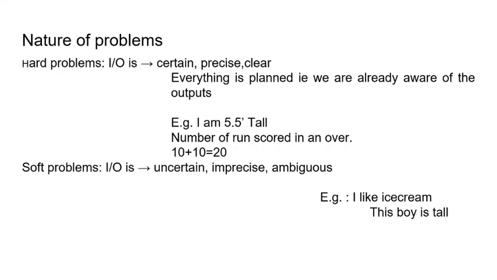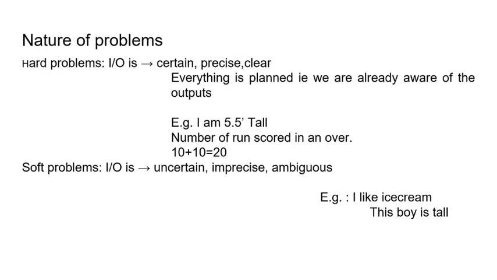So what is the difference between these two? See, listen, hard problems mean inputs and outputs are certain, precise or clear. In the case of hard problems, inputs and outputs will be certain, precise or clear. That is, everything is planned. We are already aware of the outputs. Or if you are talking about the general idea, there is no ambiguity in it. We are very much certain about the results. So in all those cases, we can say that yes, they are hard problems.